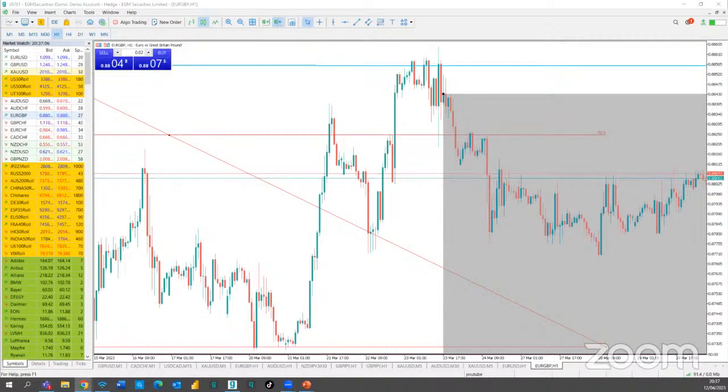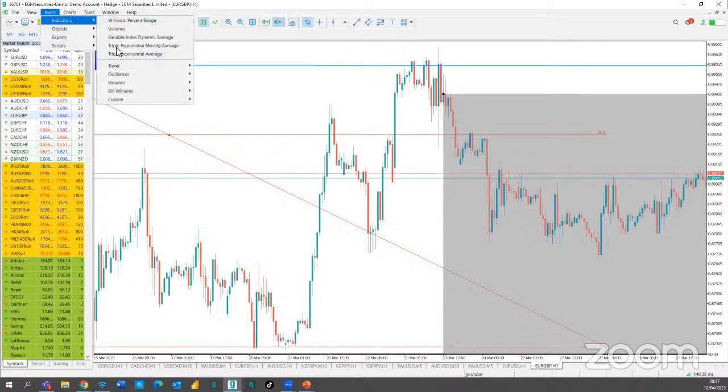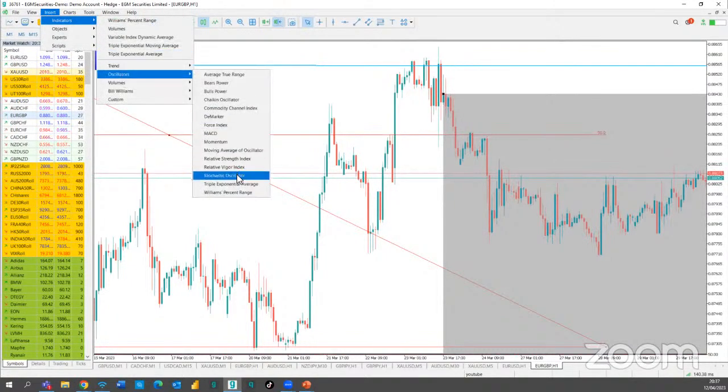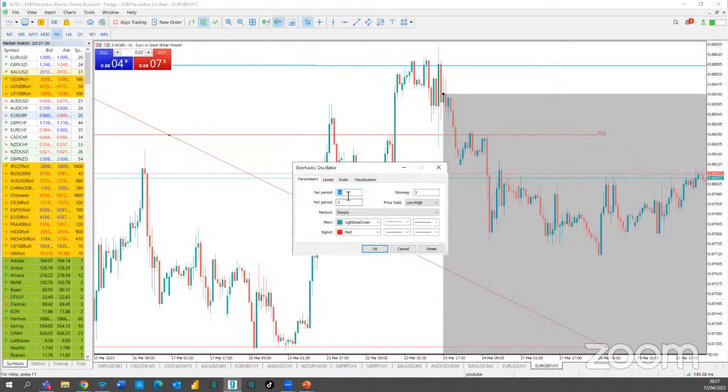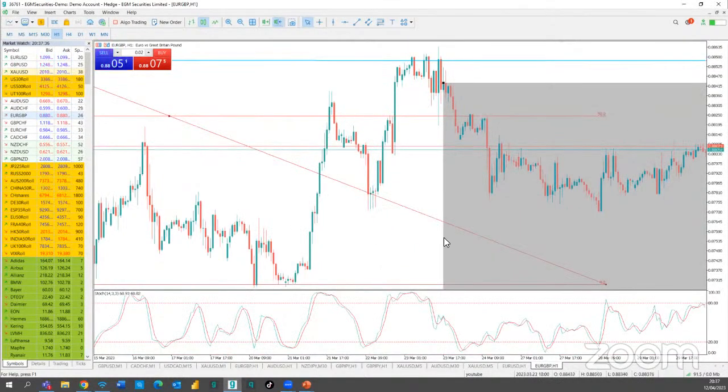Right. Hope you can see my screen. Yeah, there we are. Good. So I was adding a stochastic oscillator. You go to the insert indicators. We do stochastic oscillator. Here we are. I put 14, so to reduce the noise. So click OK. There we have our stochastic oscillator.